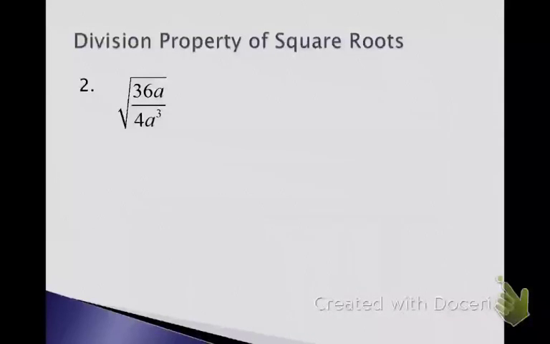Now we've got the square root of 36a over 4a to the third. Okay? Now, for this one, I'm going to reduce the fraction first. Okay? That's perfectly fine. We can reduce 36 divided by 4 actually reduces to just 9 in the numerator. And then your a's, subtract the exponents. 1 minus 3 is negative 2. Since it's negative, we're going to drop the a squared into the denominator, so now we have the square root of 9 over a squared.